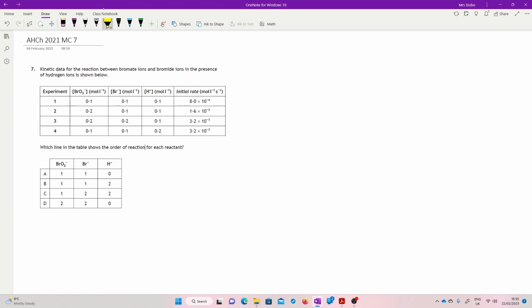So let's start with finding things that can pair up. If I take experiment 1 and experiment 2, everything is the same except for a doubling of the bromate ions. Look at that, and then look at what we've got over here, and we've got a doubling here. So basically, if I double these, I double the rate.